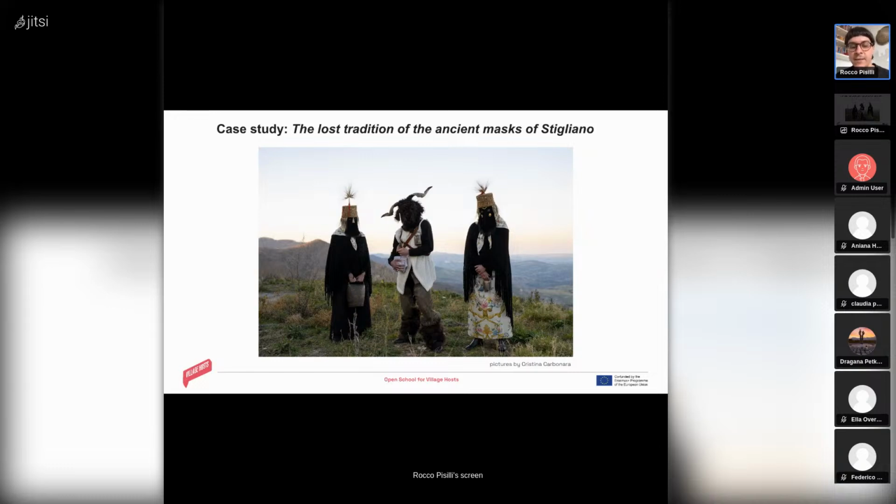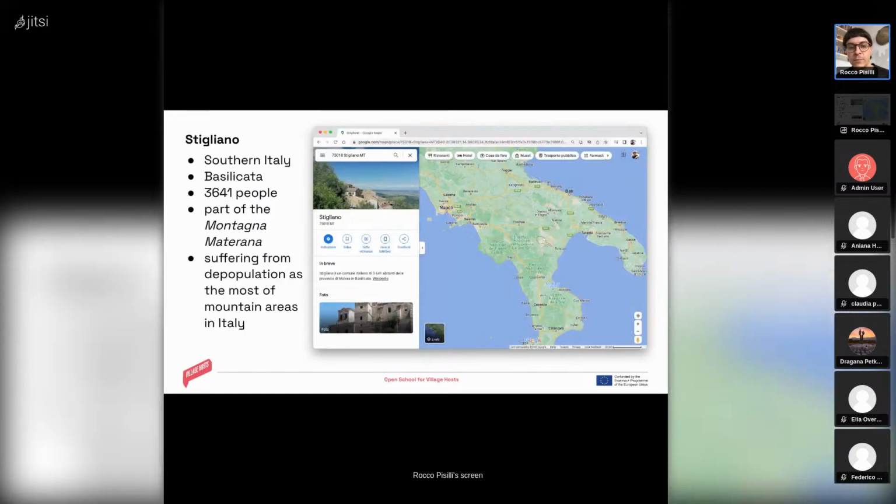These kinds of masks are really connected with the agropastoral culture, and they are spread all over the world, but especially in Europe, where they look the same. But in this case, we will see what happened in Stigliano. Stigliano is a municipality in Basilicata in southern Italy. You can see on the map it's a huge territory, really big also because it's part of the Montagna Materana, the mountains around Matera. It's a place that is suffering depopulation. It used to be a really important town, but now there are less than 4,000 people living there.